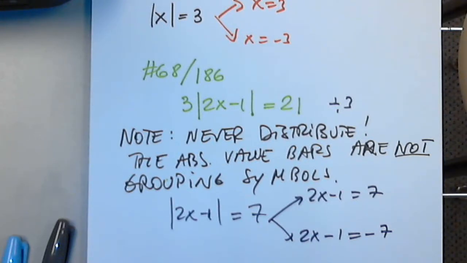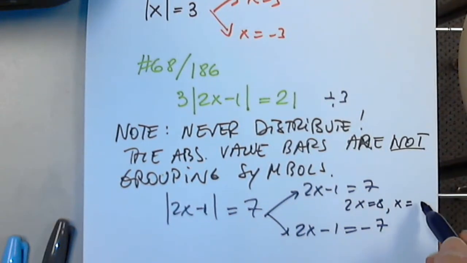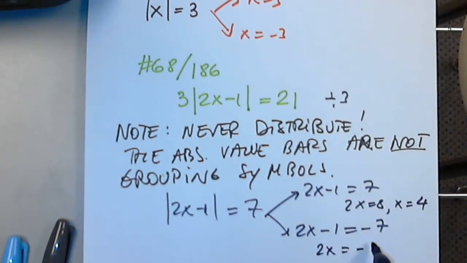Any questions? And of course, it's not done. You have to simplify from there. Yes, I have to add 1. So this is 2x equals 8, therefore x equals 4. And this is 2x equals negative 6, therefore x equals negative 3.